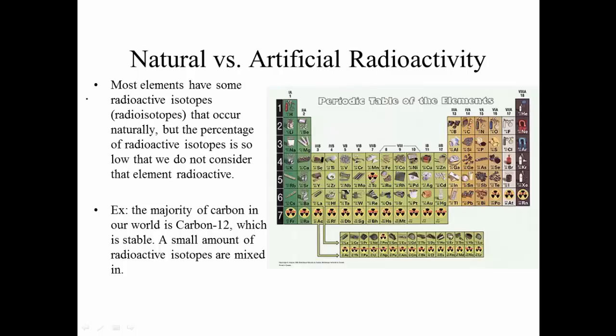So first off, most elements have some isotopes that occur naturally that are radioactive, but the percentage of radioactive isotopes, or radioisotopes, is so low that we don't consider that element radioactive. An example of an element like that would be carbon. Most carbon in the universe is carbon-12, with a 6 down here. So think of it as 6 protons and 6 neutrons. The vast majority of carbon is this isotope, and it is stable. A very small amount of radioactive isotopes are mixed in, like carbon-13 or carbon-14, but they're a fairly small percentage, so in general we say that carbon is not radioactive.